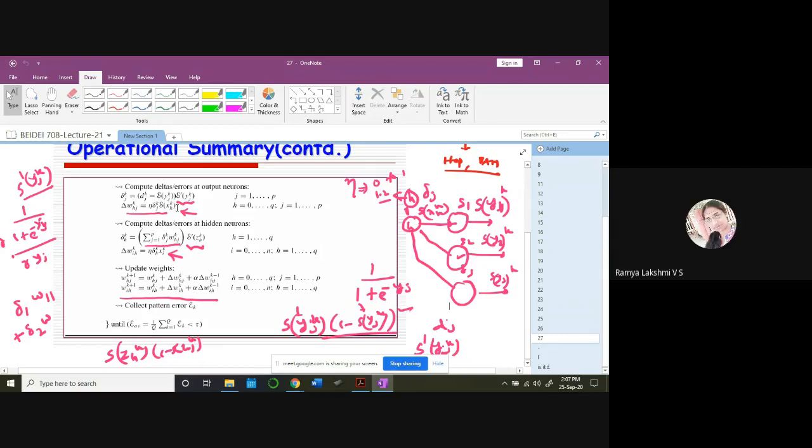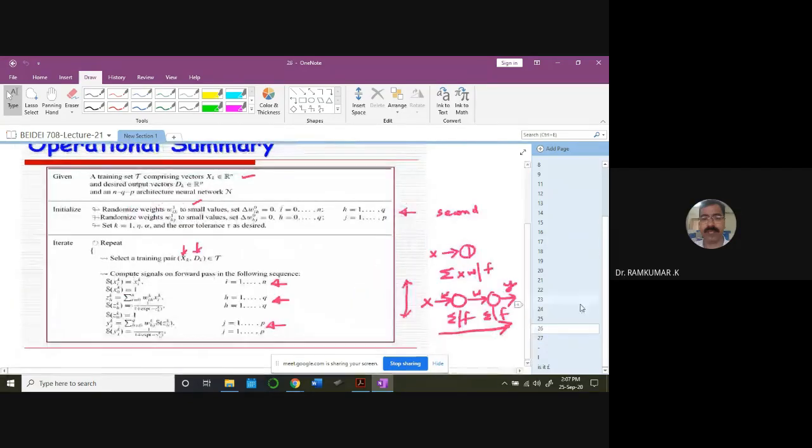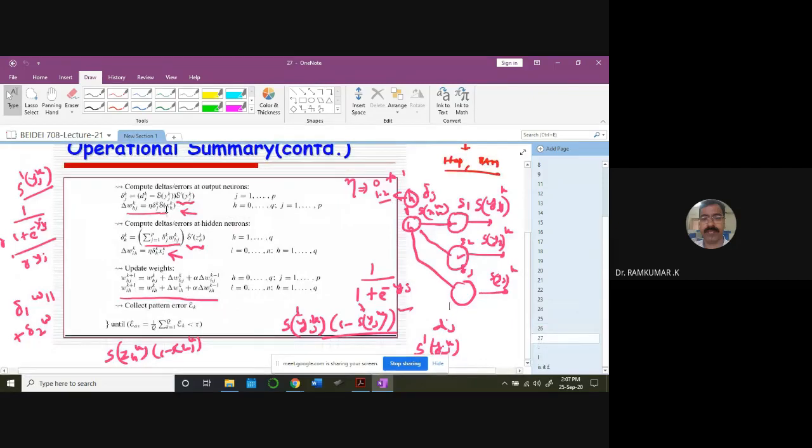Then the error is equal to, and we have found it using the formula. Yeah, that's right. I think there is a mistake here. This is not right, this is z_h. Between the hidden and the output layer, this will be z_h, not this one. Delta_j is going to be z_h. You understand? Between these two only it is right. Yes, that's right.